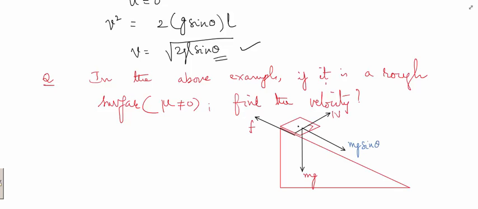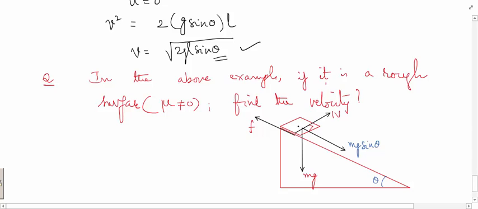This is a rough inclined plane of inclination theta. Everything is the same. And here it is a rough surface. Rough surface means what? Here the coefficient of friction is mu. Therefore, friction will try to oppose the relative motion.